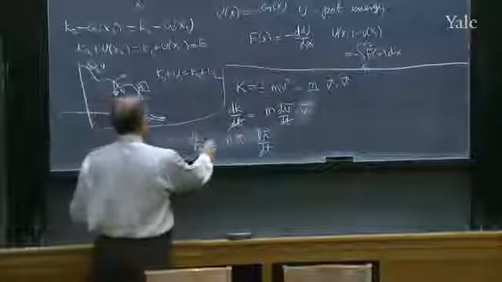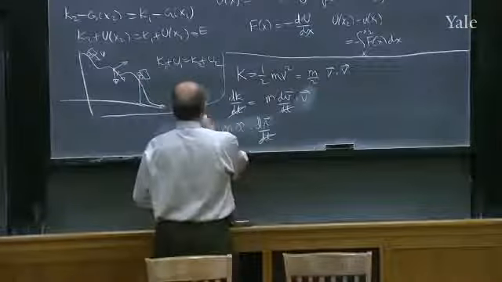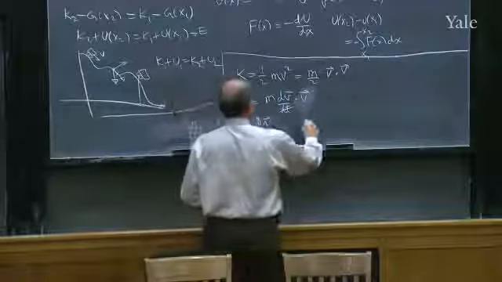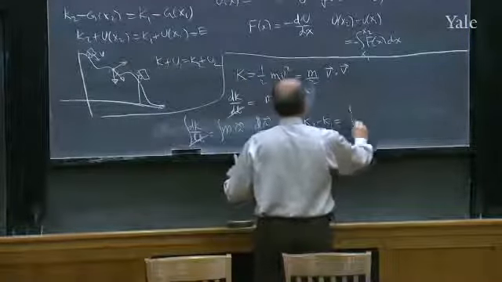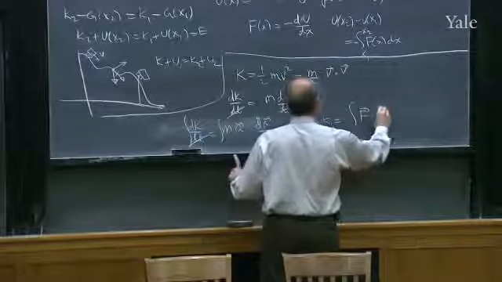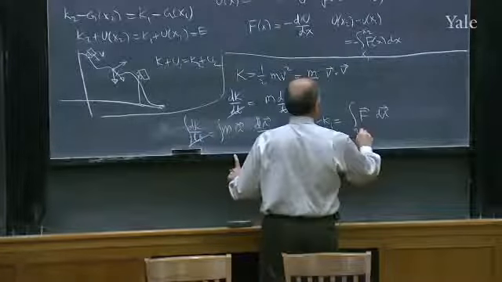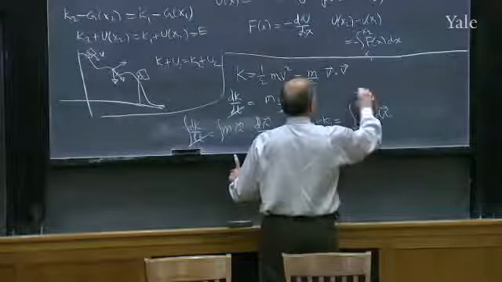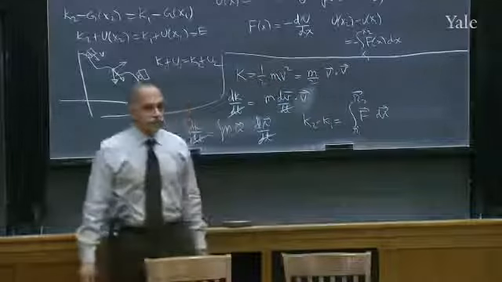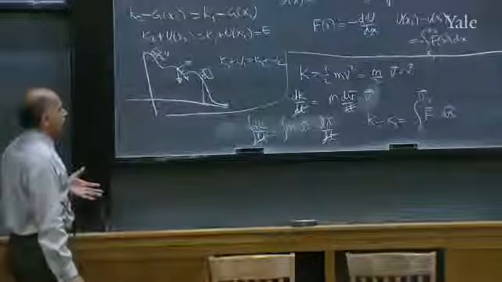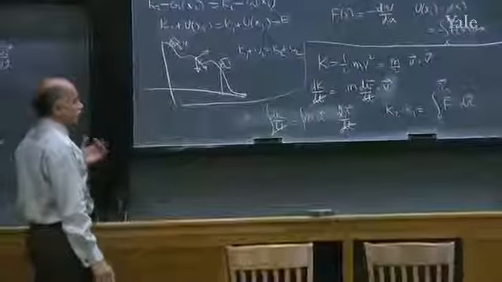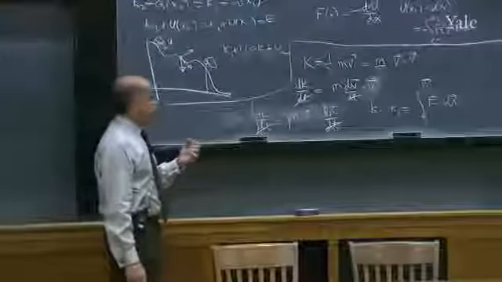Now we cancel the dt's, and we write the change in k as k2 minus k1 is equal to the integral of f dot dr from the starting point r1 to the ending point r2. In other words, the change in kinetic energy in 1 dimension is just force times distance for tiny distances.